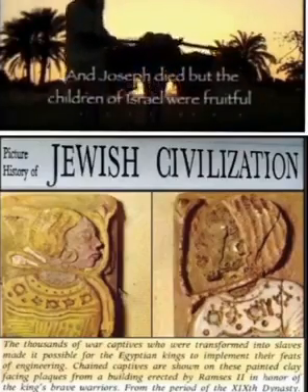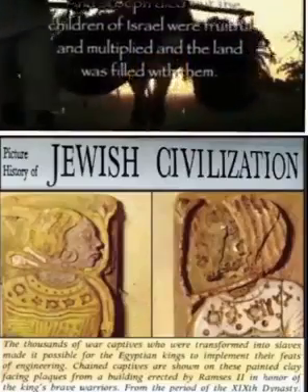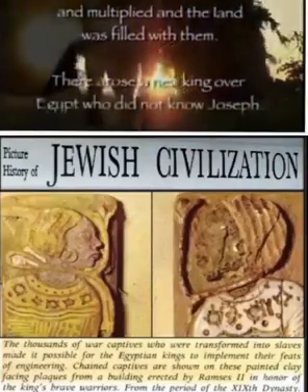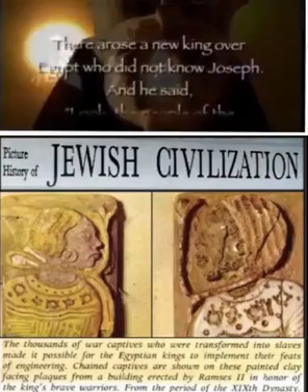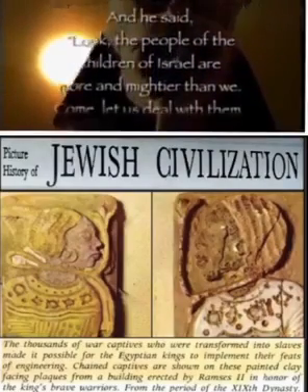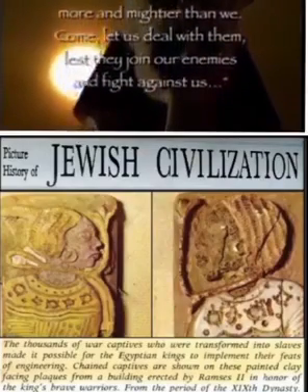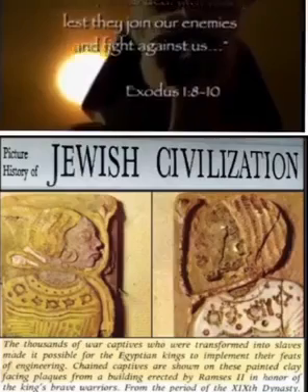And Joseph died, but the children of Israel were fruitful and multiplied, and the land was filled with them. Then there arose a new king over Egypt, who did not know Joseph. And he said, "Look, the people of the children of Israel are more and mightier than we. Come, let us deal with them, lest they join our enemies and fight against us."